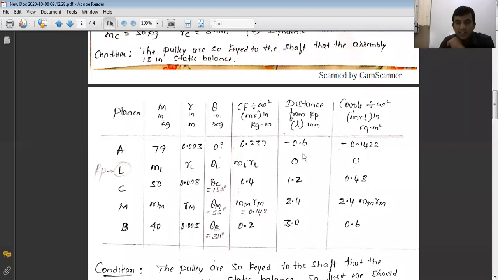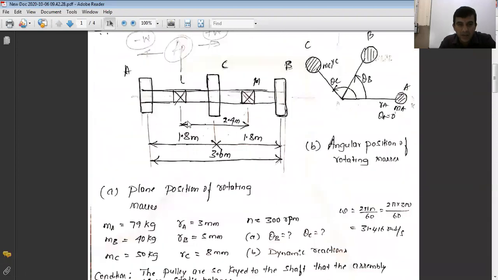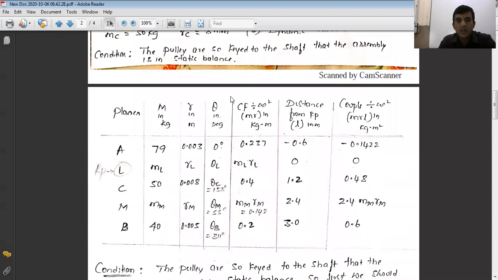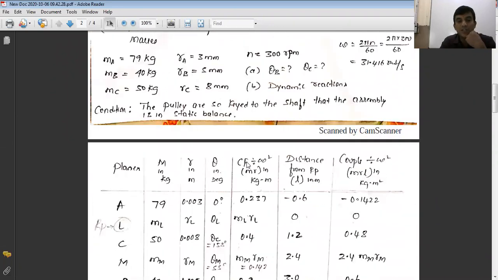Now, how do you fill the sixth column, distance from reference plane? In the last class, we made a mistake. We considered only three masses, A, C, B. That is not wrong for static balancing, it is right. But when you go for dynamic balancing, it is not possible. For that, we have to consider plane L and plane M. Plane L is the bearing between the A and C pulleys, and the other bearing M is between C and B. Now, here two bearings, two counter planes and two counter masses are there, and those two masses are unknown.